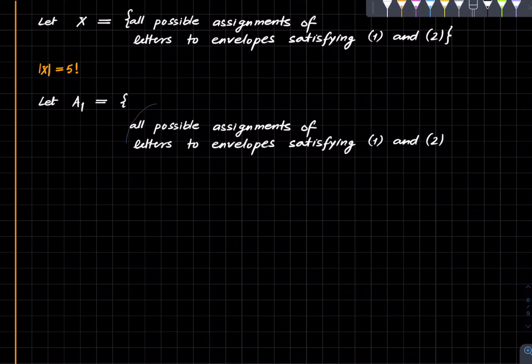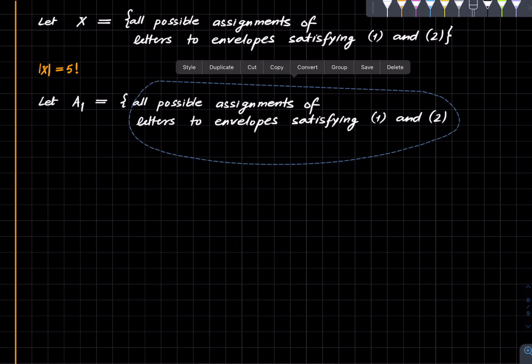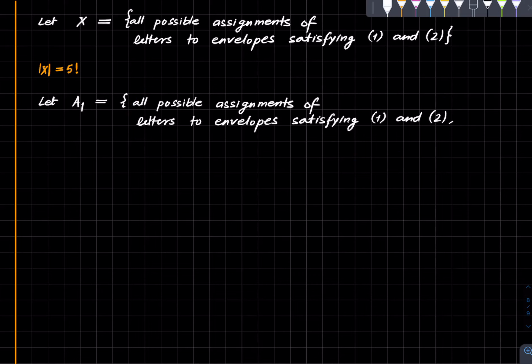So A1 is what? A1 is all possible assignments of letters to envelopes satisfying condition 1 and 2, and such that letter 1 goes into envelope 1. So in other words, A1 is all possible one-to-one correspondences where the first letter reaches the correct envelope.